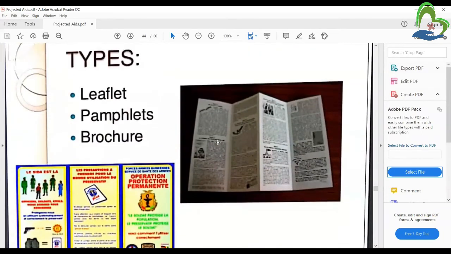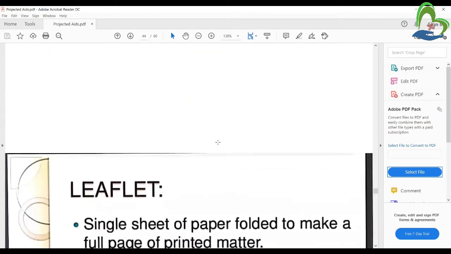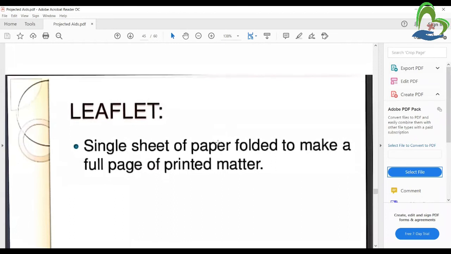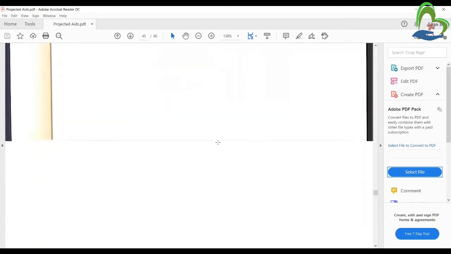In school or college marketing, leaflets, pamphlets, and brochures are used. Then see these pictures also. A leaflet is a single sheet of paper, folded to make full pages of printed matter. When we use a leaflet, it is a single printed sheet, and it can also be folded.